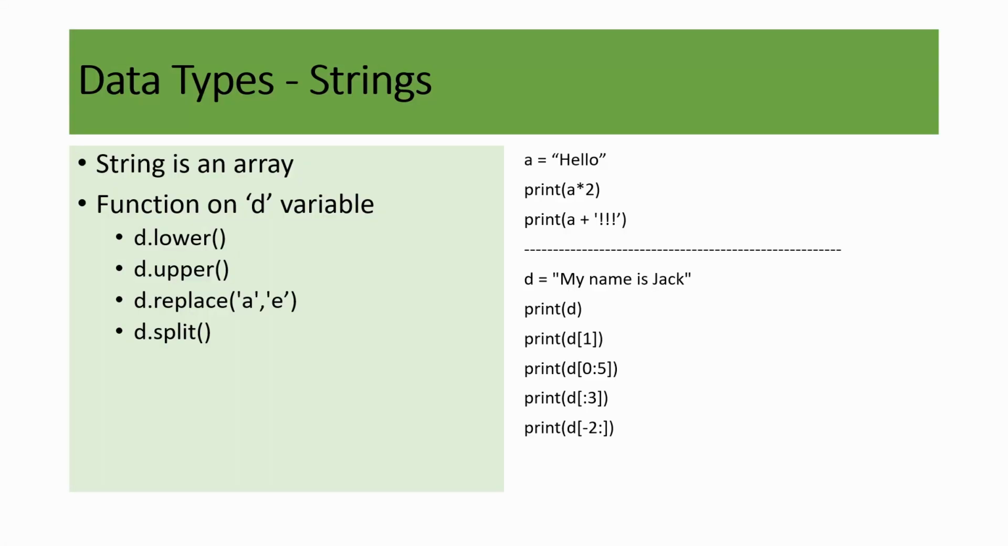Let's recap what we learned today. First we learned about strings. A string is an array. We can apply multiplication and also we can add parts. Since a string is an array, each character, each letter in a string, can be accessed by referring to its array element number. For example, if we want to get the first element, we have to get the 0th element. There are functions that can be applied on strings: lower, upper, replace, and split.